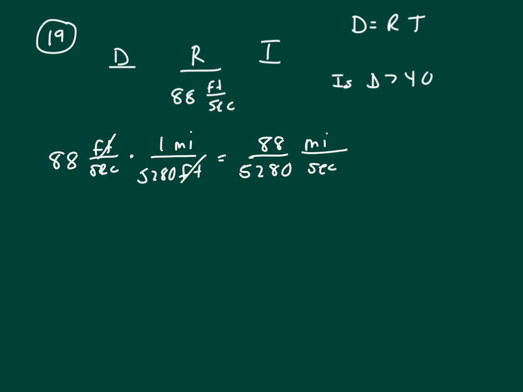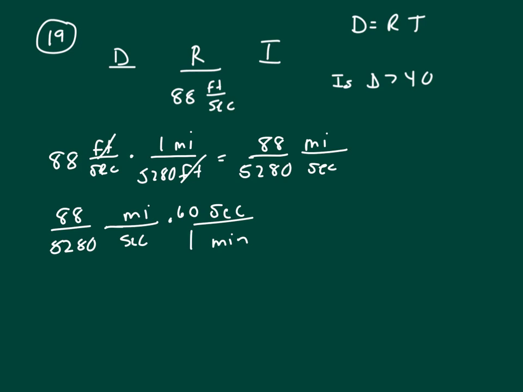All right, and now let's take 88 over 5280 and let's make it minutes instead of seconds. So I need to get rid of the seconds, and this needs to be minutes. So there's 60 seconds in 1 minute. So now these cancel. So now I'm down to miles per minute. So I have 88 and a 60 and a 5280. And let's cancel those zeros out. And then I've got 88.